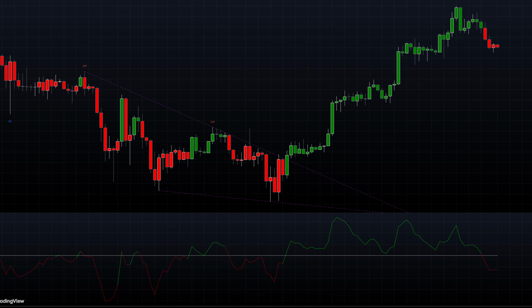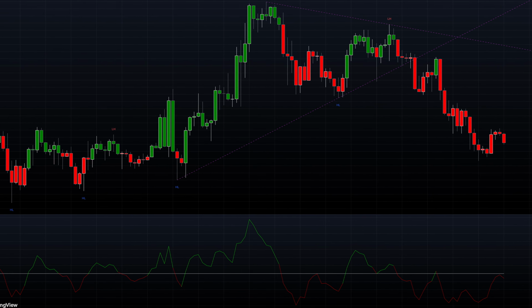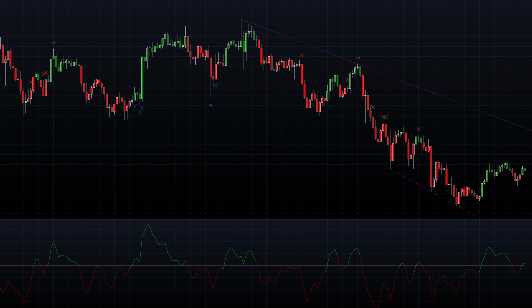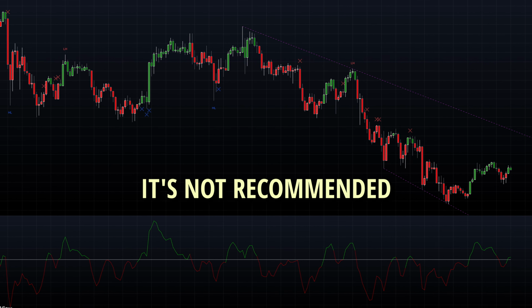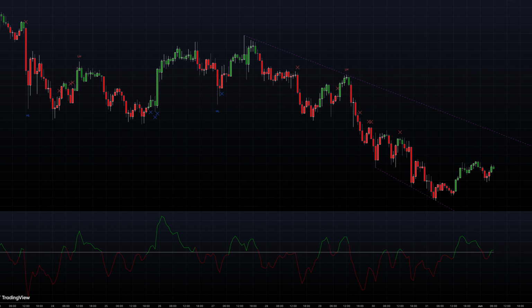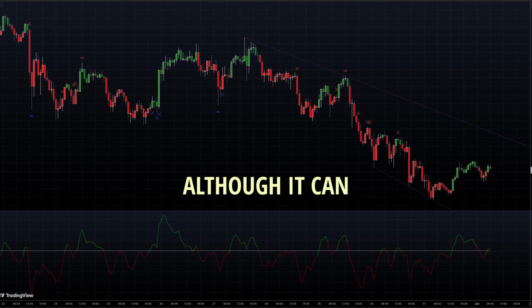Both methods are effective. It's just that the chart doesn't always look the same. You have to know your entry options that can appear so you know it's time. It's not recommended to enter right on the trendline break when it happens, as it can often lead to false breakouts, although it can still be a valid trade.